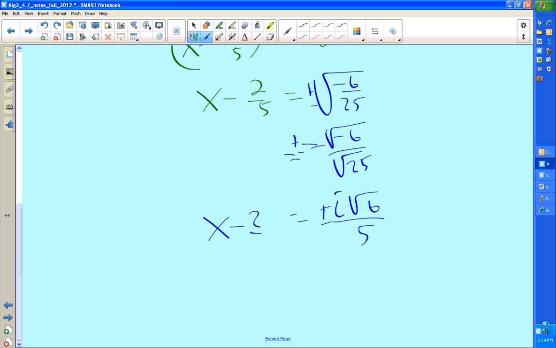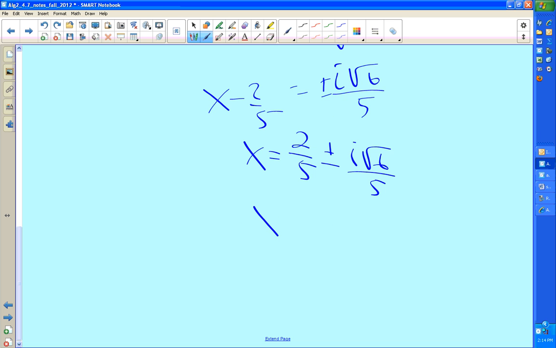X minus 2 over 5. What do we do now? So x equals 2 over 5 plus or minus i root 6 over 5. Or better, 2 over 5 plus or minus the square root of 6 over 5 times i. Does that have to be above? Regardless, it does not. It's the fraction times i, so that you're in the form of a plus or minus b times i. I will take either of them.